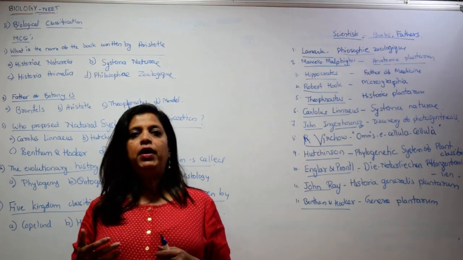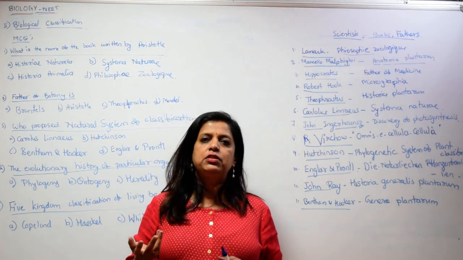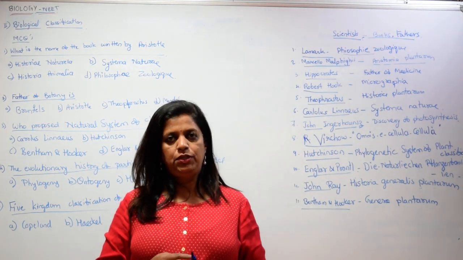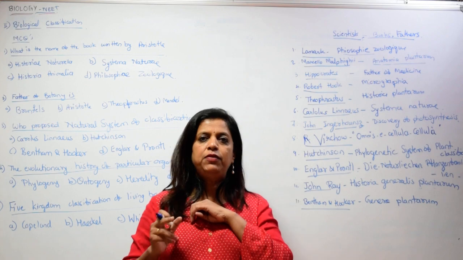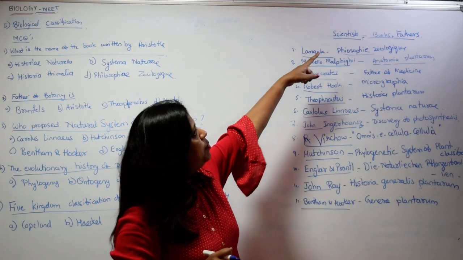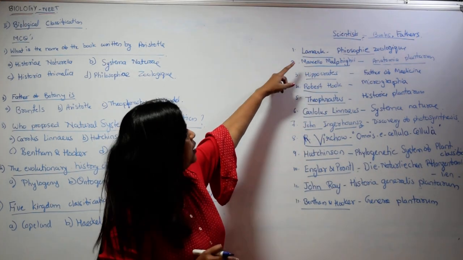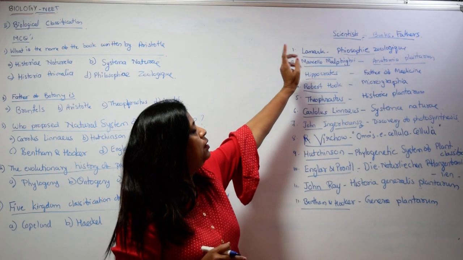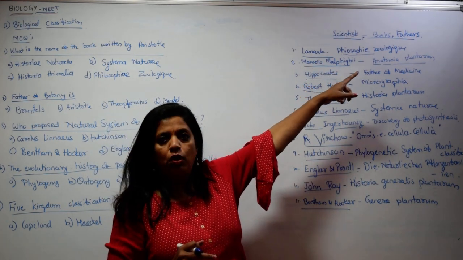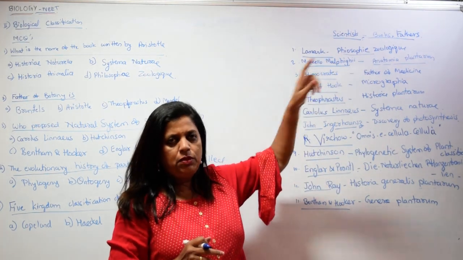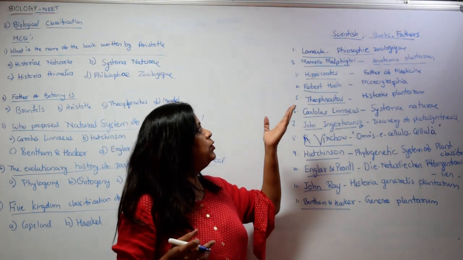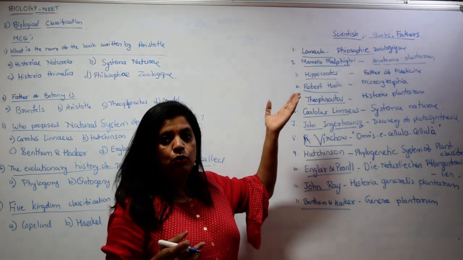Other than that, you need to know the various classifications. Some are natural classification, some are artificial classification, some are phylogenetic classification. I'll give you the list of scientists and what they have proposed, with their books or their famous work. First one is Lamarck. He wrote a book called Philosophie Zoologique, which means about zoology, he gave the basics of it. That is the book he wrote.